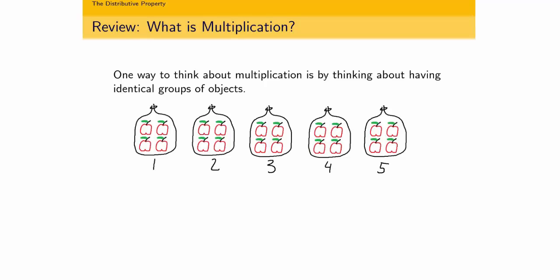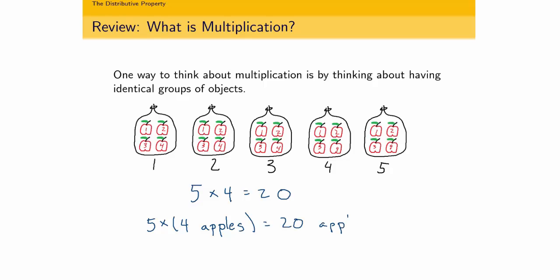In this picture, we have 5 bags that each contain 4 apples. How many apples are there? We have 5 groups of 4, so we compute 5 times 4 to get 20. I'm going to write this again with the word apples in the equation to help us keep track of the object that we're talking about. This is important because in the upcoming pictures we'll have multiple types of objects.